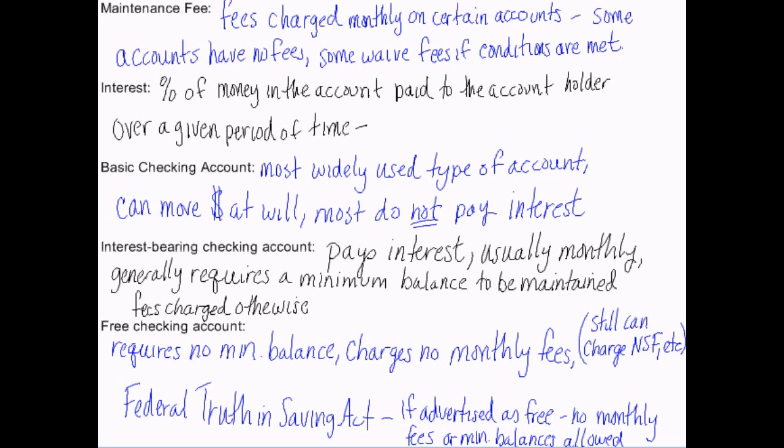The Federal Truth in Savings Act is your legal protection for this. So if your bank tells you it's a free checking account and they start charging you a monthly fee, what they're doing is illegal under this federal law. If they say it's free, it has to be free. They can't charge you a monthly fee. They can't make you keep a minimum balance. That's not to say they can't charge you any fees. They can charge you for things that you do, but they can't charge you just for the existence of the account.